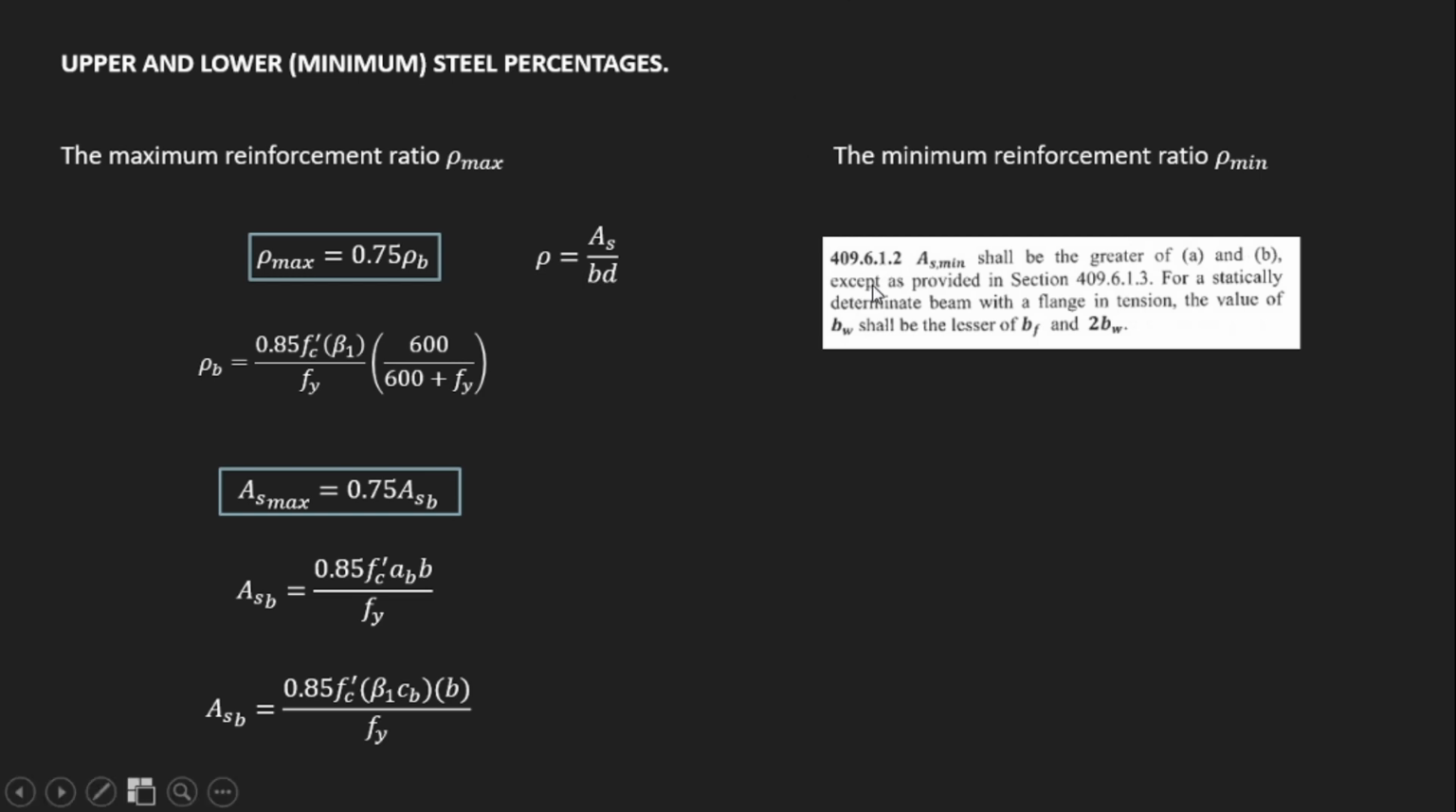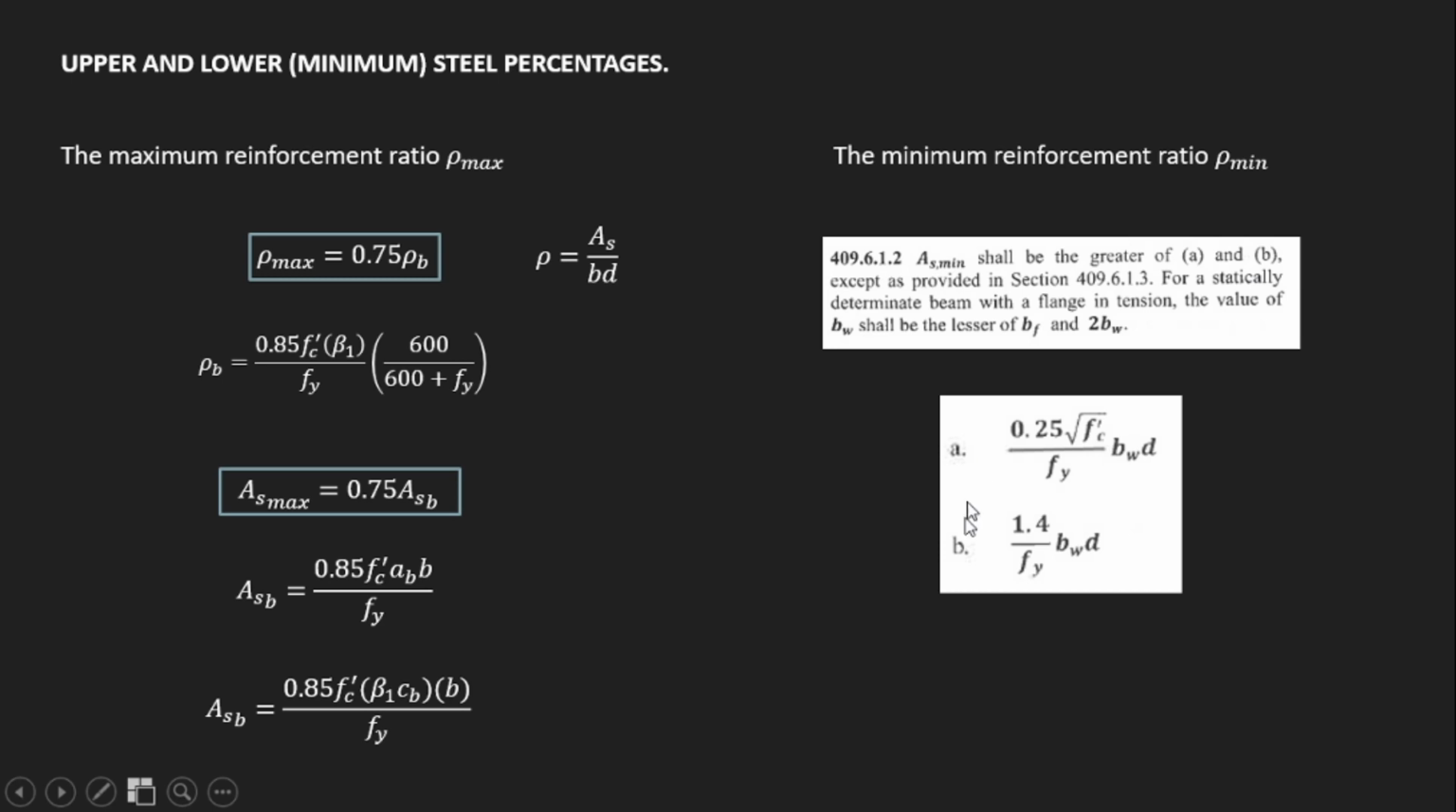So, according to NSCP 2015, Section 409.6.1.2, As min or the minimum reinforcement shall be greater than the value of a and b na equation. So, itong formula na yan, so meron tayong a and b, except as provided in section 409.6.1.3. So, for our statically determinate beam with a flange in tension, the value of bw shall be lesser of bf and 2bw. So, ginagamit natin yan sa mga T-beams natin or sa may mga flange beams. Pero kung rectangular lang naman, yung bw natin, automatic yung b na or the width of our beam.